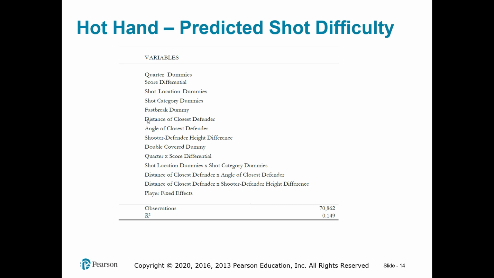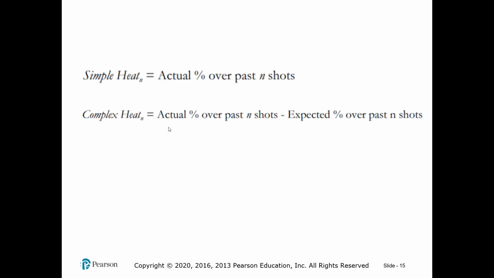And then we have the ratio scale variables such as the distance of the closest defender, the angle of the closest defender. And then we have some interactions, for example, the quarter time score differential. Obviously, the behavior is slightly different in the fourth quarter when the scores are very close, and in the fourth quarter when there's a 30, 40 point differential, and you know that one team's already won. And there are also some effects from the players as well.